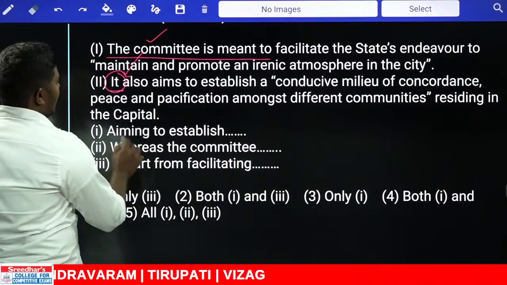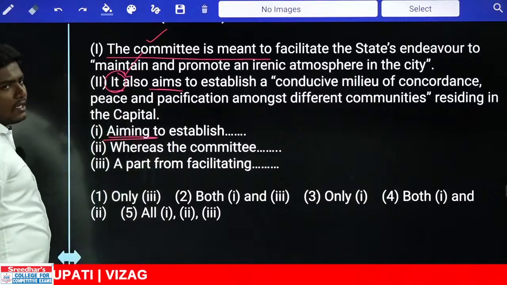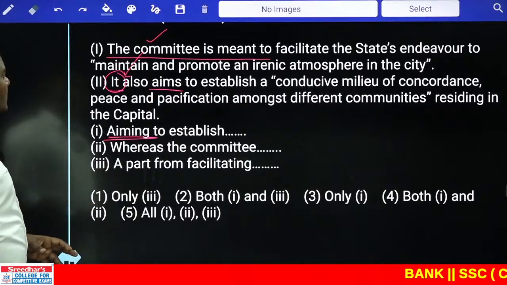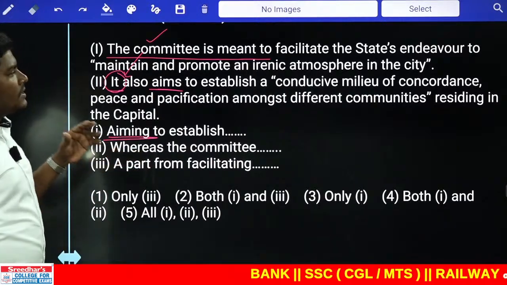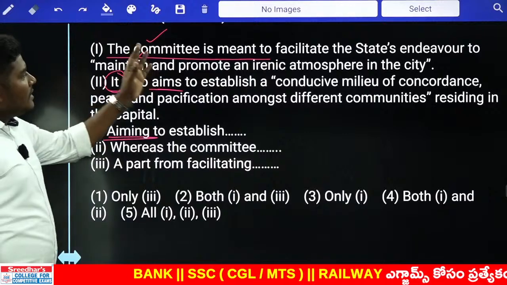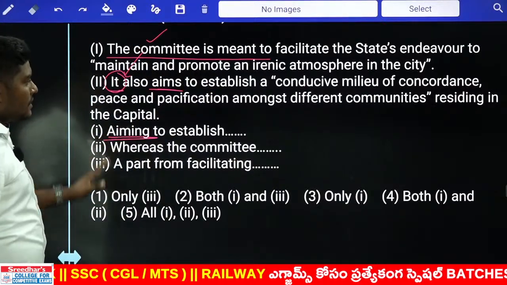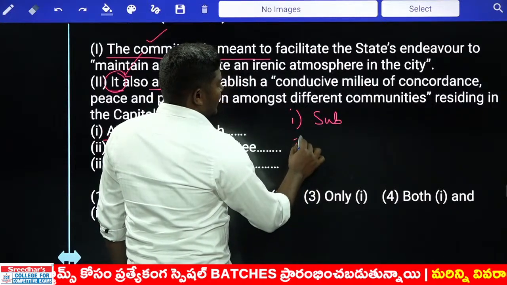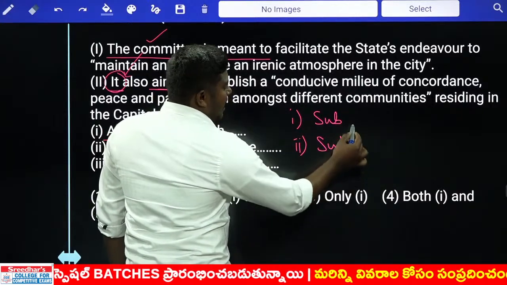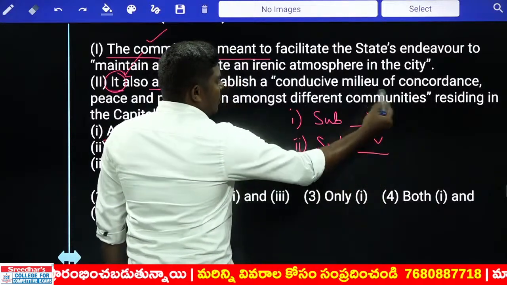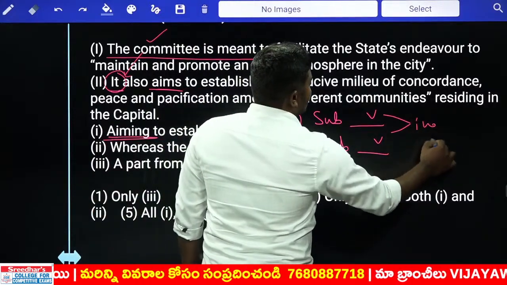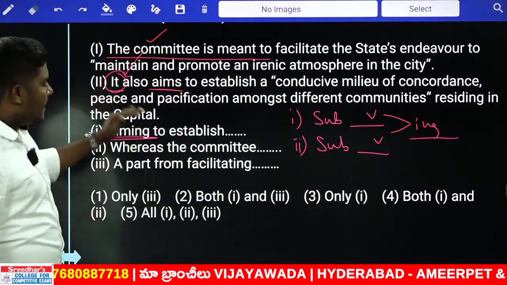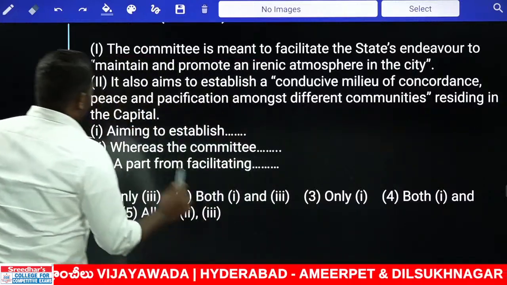Now let us try to look at the words. First one. What is the first one here? Aiming to. See, we have already the word aiming to. Aiming to establish a conducive milieu of coordination, peace and pacification among the different communities residing in the capital. The committee is meant to facilitate. So obviously this is where you need to focus very carefully. The subject in the first sentence and the subject in the second sentence, if both of them are same, and whatever the verb that is there in the sentences, one of the verbs can be changed into ing and we can start the phrase. That is absolutely correct, remember, okay? But the subject should be same. So first one can be absolutely taken. First one is our answer.